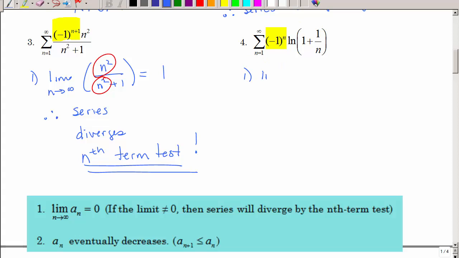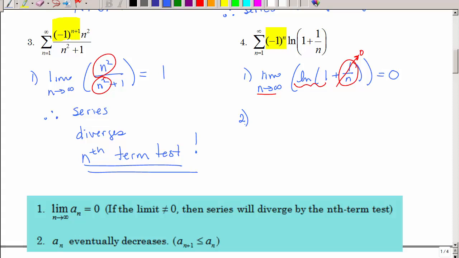Number 4. Again, condition 1. We take the limit of the natural log of 1 plus 1 over n. What's happening? As n approaches infinity, that fraction is going to approach 0. And so I'm just really left with the natural log of 1, which is equal to 0. So the first condition is met.